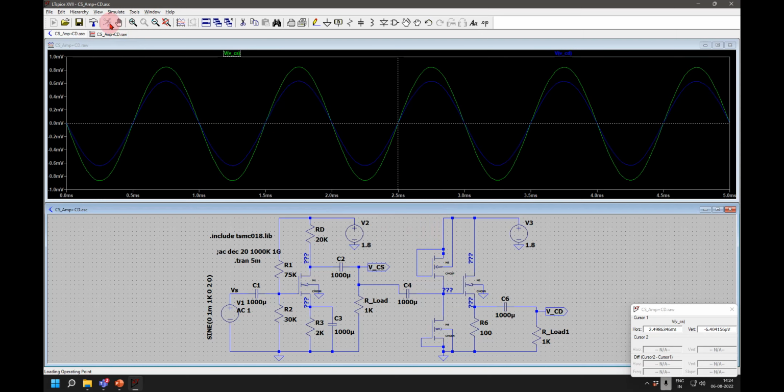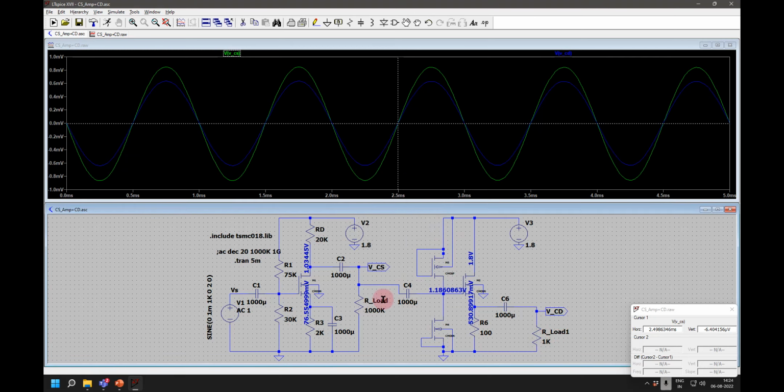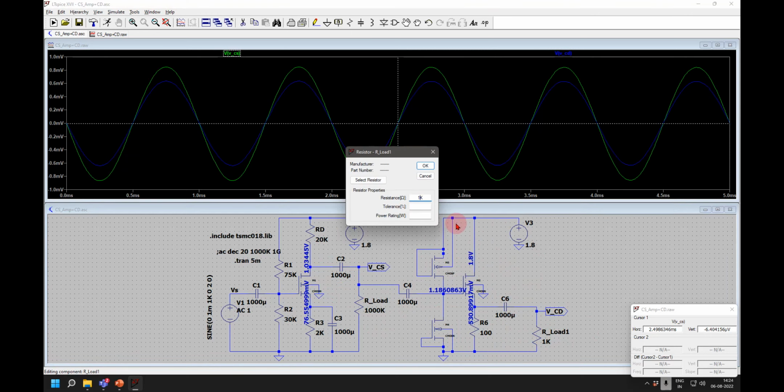this is 0.8 volt. That means this particular amplifier cannot support low loads. Is it understood? At 1K, the signal has gone down to 0.8 millivolt. So this amplifier cannot support low loads. Whenever I have to drive low loads, I will use one more stage, which is CD, and then here I can connect the load. I have put only 1K here.